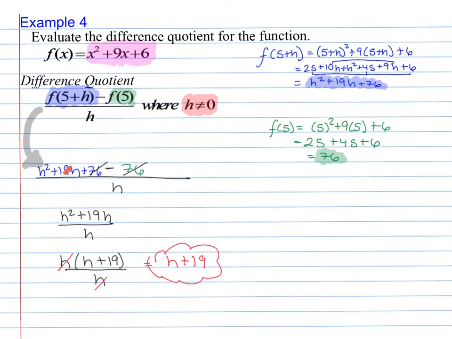I combined like terms here, and I got h squared plus 19h. Since both numerators have an h in common, I'm going to take the greatest common factor out. And the numerator and the denominator reduced. And my final answer was h plus 19.